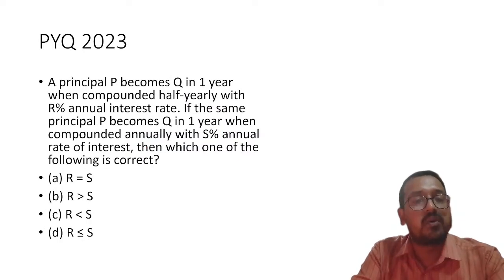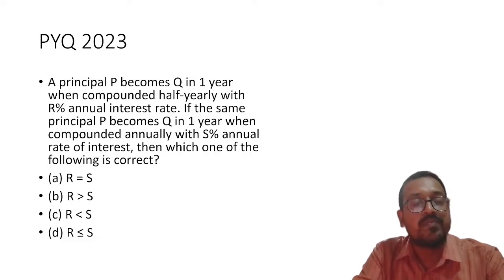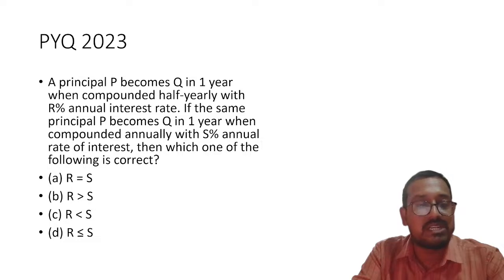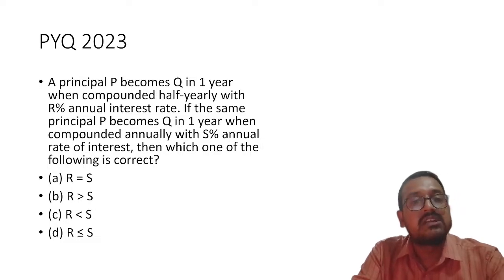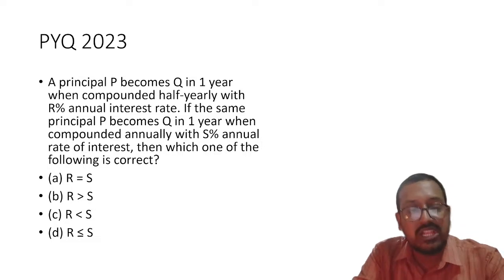The third question, which is important and was asked in the previous year itself: the principal P becomes Q in 1 year when compounded half yearly with R% annual interest rate. If the same principal P becomes Q in 1 year when compounded annually with S% annual interest rate, then which one of the following is correct? R is equal to S, R greater than S, R less than S, or R less than or equal to S. So all these four options are there. This question is quite theoretical and good, and we will discuss how it operates.